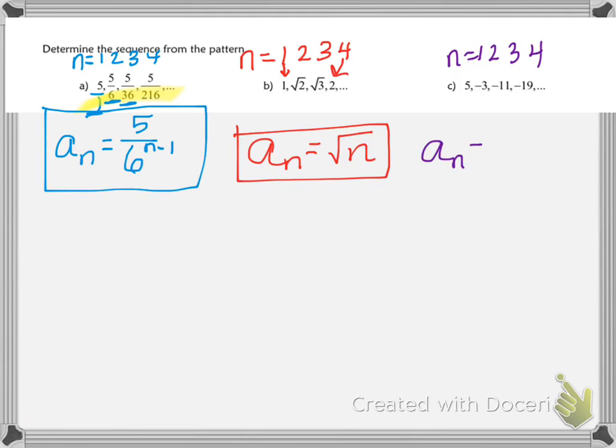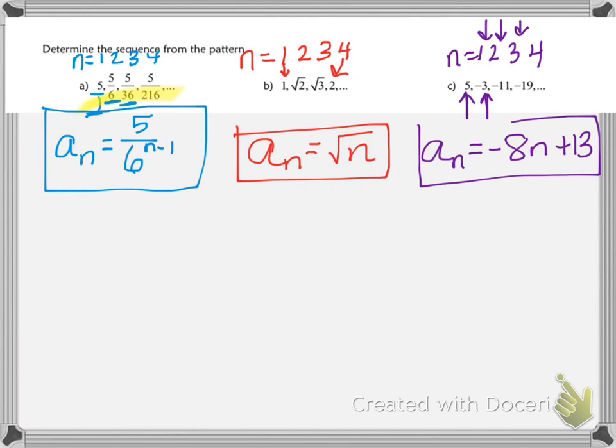So we can say a sub n equals negative 8n, and you can do a couple of things here. You could actually use slope-intercept form or point-slope form to get it, but you could also say, well, if I take negative 8 times 1, that gives me negative 8. What do I need to add or subtract to it to get 5? Well, to get from negative 8 to 5, you'd have to add 13. And then if we check that, negative 8 times 2 is negative 16, plus 13 is negative 3. Negative 8 times 3 is negative 24, plus 13 is negative 11. So it does keep working.